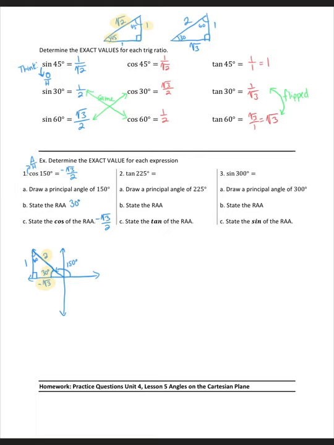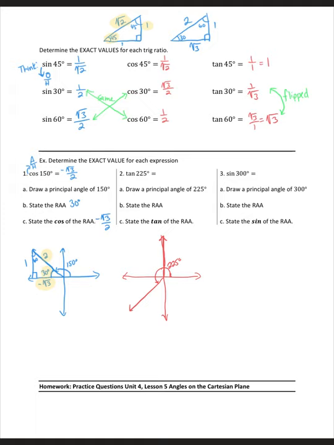All right, let's try one more together, and then I'll get you guys to try one. So we have the tangent of 225. So we're going to start by drawing that principal angle. Draw that a little straighter. All right, so 225, we're going to start at our initial arm at the x-axis and go in a counterclockwise rotation past 180, somewhere in the third quadrant like there. So that's going to be 225 degrees.